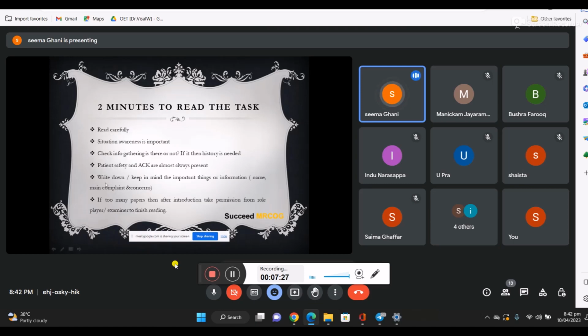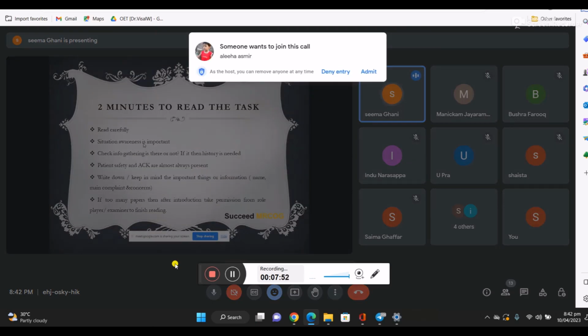So whatever station is given to you, you will be provided 2 minutes to read the task. So these 2 minutes you have to use very smartly. You have to read your scenario very carefully, and situation awareness is very important. Who you are and where you are, whether you are in an emergency department, whether you are in a ward, whether you are in a post-op recovery. So this situation awareness is very important.